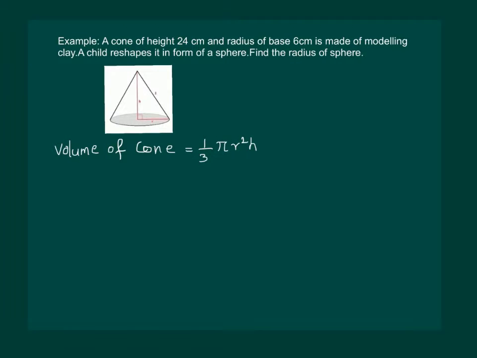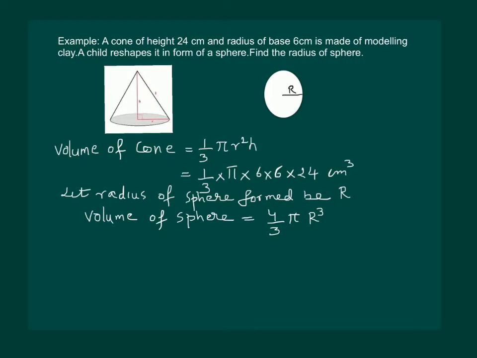In this question, we are given radius and height of the cone. Let us recall that volume of the cone is given by 1/3 pi r square h. If we substitute here, we get 1/3 into pi into 6 into 6 into height, which is 24 centimeter cube, which is the volume. Now this has been reshaped into a sphere. Let us assume that radius of the sphere is given by R.